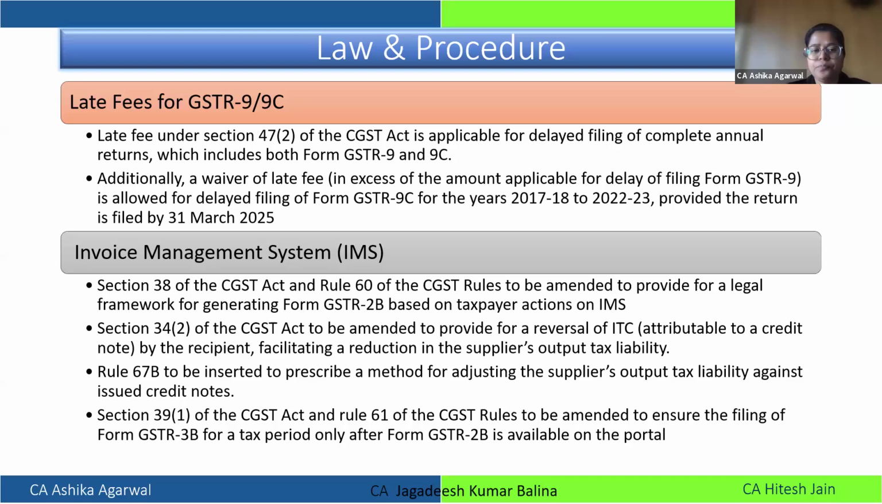Invoice management system. This part will be taken by Jagadeesh, so I will not go into it much. Over here, they are basically saying that in the act and rules also, they are going to streamline the process where they are going to take the ITC or 3B auto population of ITC based on GSTR 2B. So based on IMS, they will freeze my ITC and based on that only I will claim ITC, and until and unless that freezing is done, I won't be able to file my 3B. So that is what their plan is, and that is what they have mentioned in their recommendation.